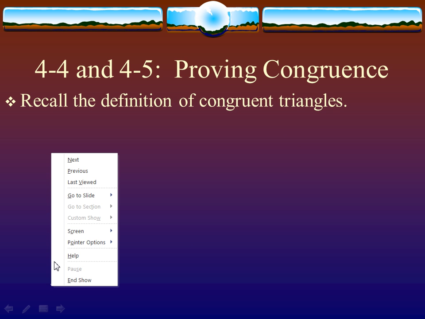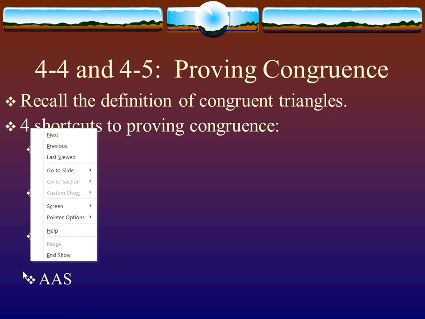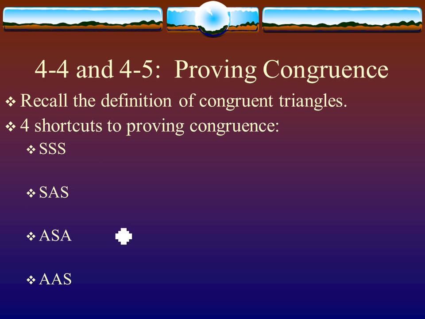All right, this is the most important thing today. These are the 4 shortcuts to proving these triangles. Instead of having to prove all 6 parts of one triangle are congruent to all 6 parts of another triangle, these are the shortcuts that we're going to use.